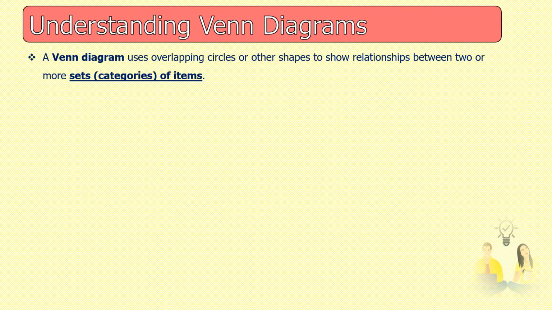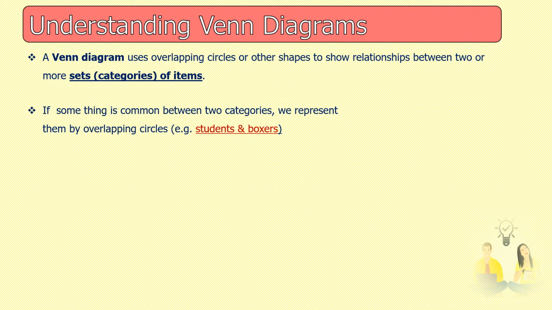A Venn diagram uses overlapping circles or other shapes to show relationship between two or more sets or categories of items. If something is common between two categories, we represent them by two overlapping circles. For example, students and boxers. Students can be boxers. Some of the students can be boxers and some of the boxers can be students.